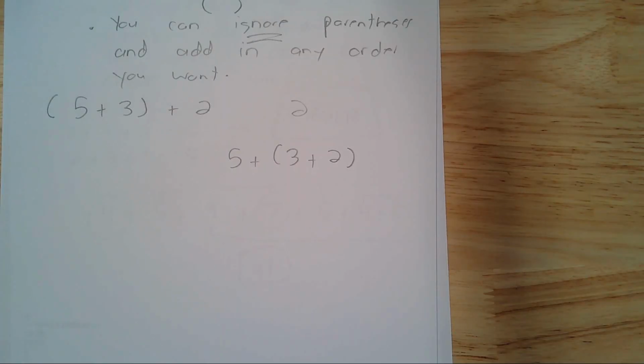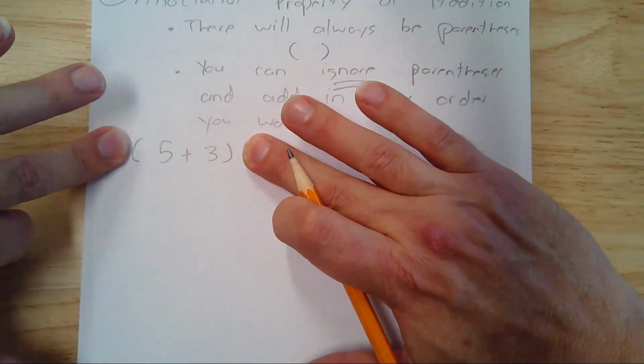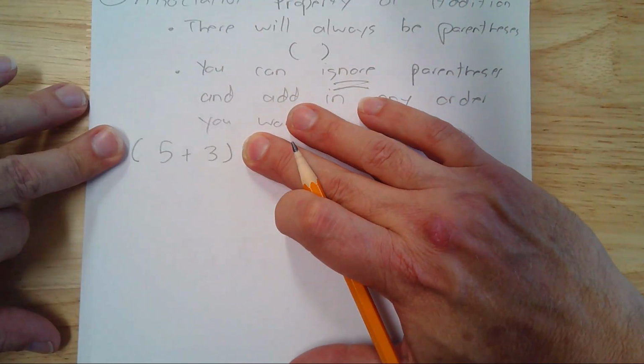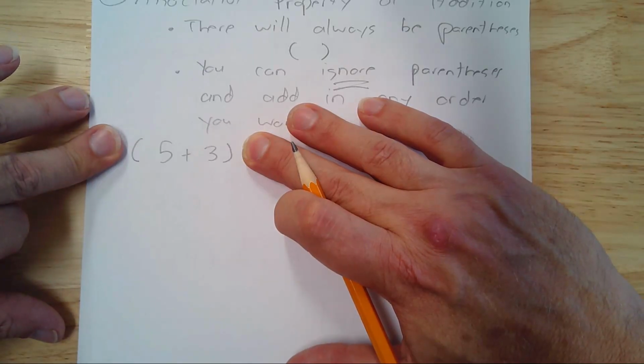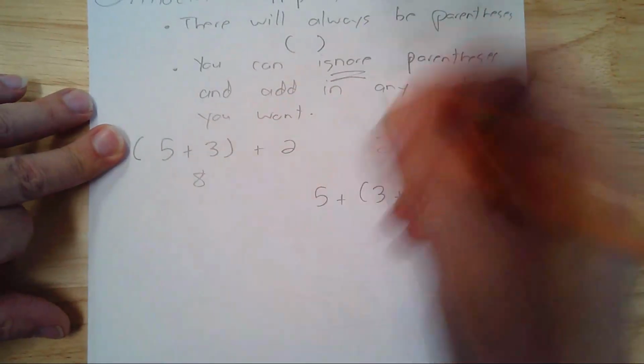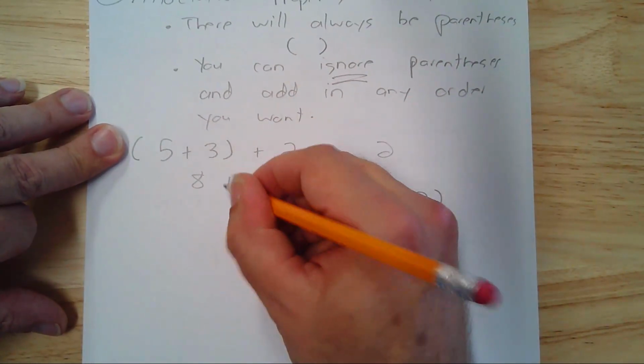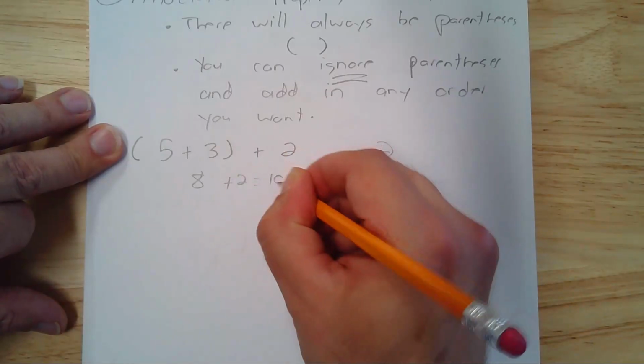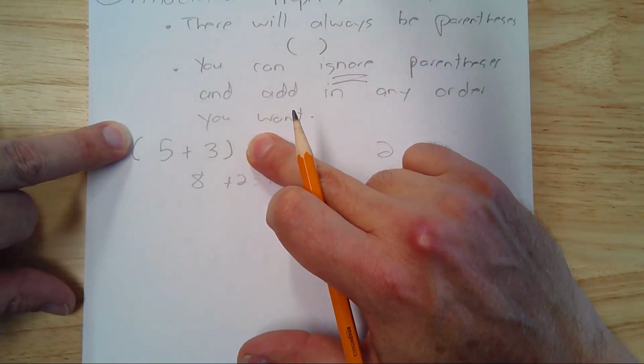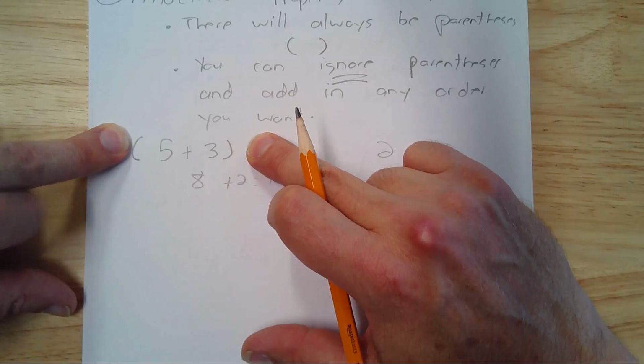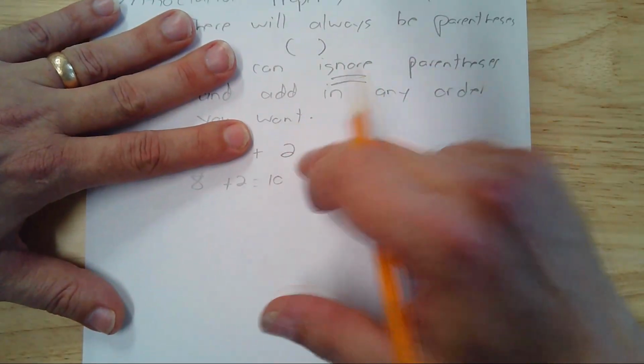So what you would do here is, if I add these in the brackets first, what's 5 plus 3? 8. And then 8 plus 2 is? 10. I get 10, because PEMDAS tells you to do the brackets first. 5 plus 3 is 8, and then add the 2.